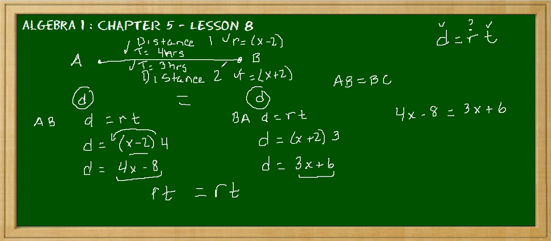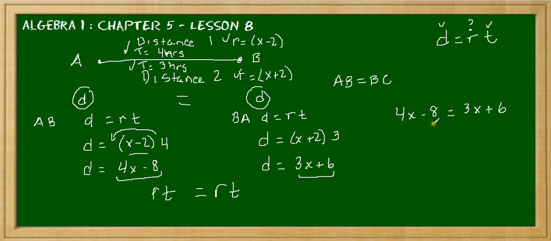In fact, it's not even an assumption, it's just a realization that they are equal. So now we have 4x minus 8 is equal to 3x plus 6. And here it's just a matter of doing what we've already learned, how we can handle these terms and how we can remove them.